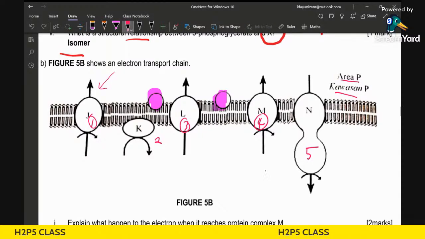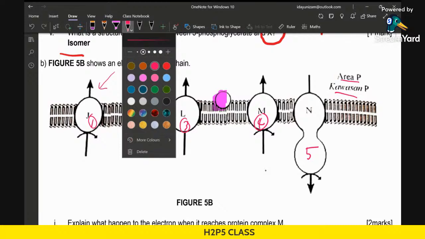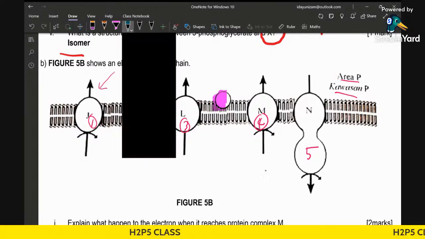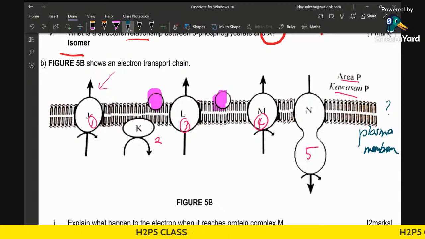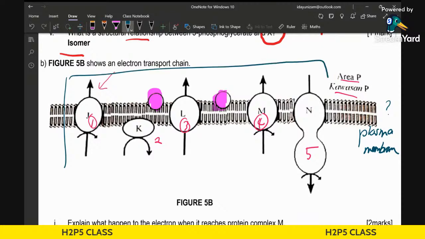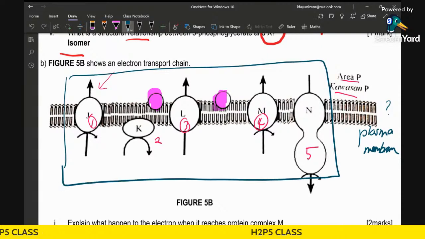So you must wonder, teacher, why are we looking at this structure? Why are we looking at this structure that involves the plasma membrane? Because this is the plasma membrane, and all these 7 proteins. What do you think of the 7 proteins?